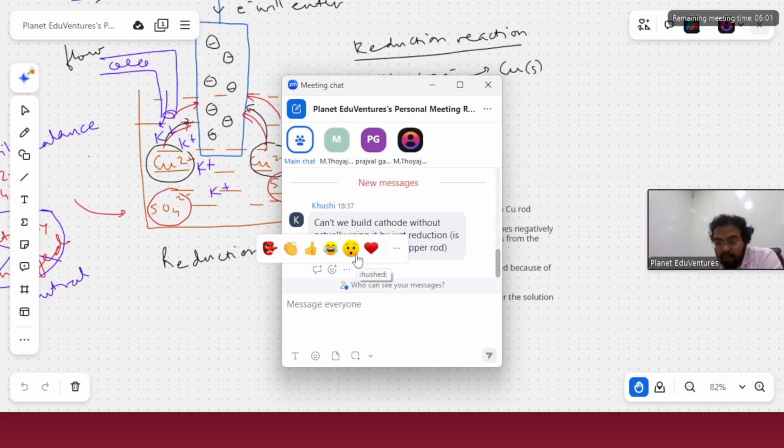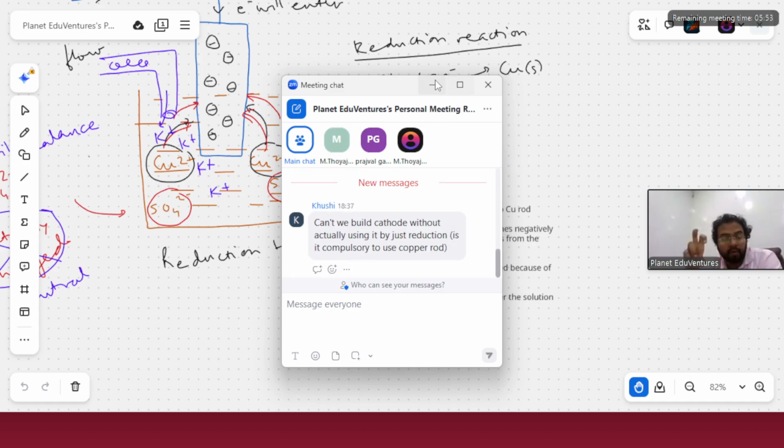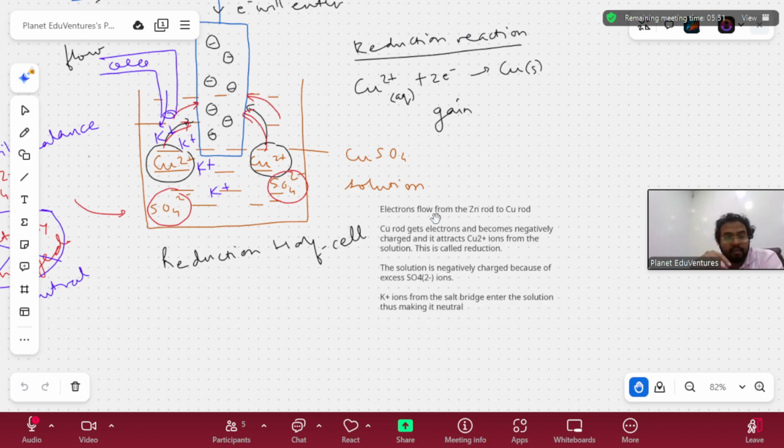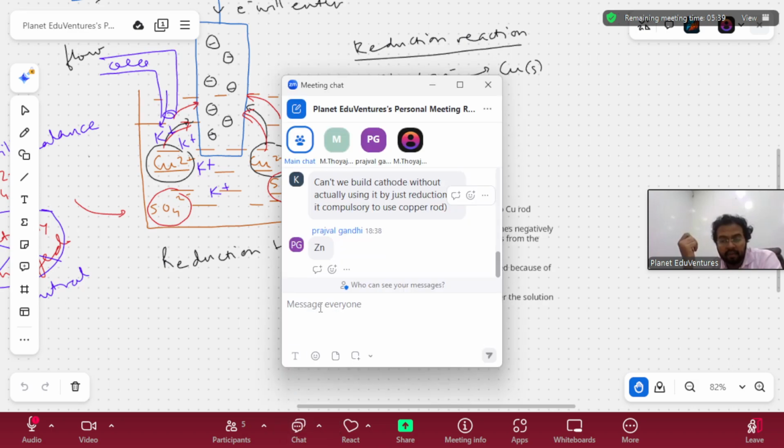What is the secret? The secret is that if I attach a zinc rod and a copper rod, this is very important. If I attach a zinc rod with a copper rod, one of them has a tendency to lose electrons, the other one has a tendency to gain electrons. Now you tell me, which will easily lose electrons? The one which is more reactive or less reactive? Khushi, can you answer this?